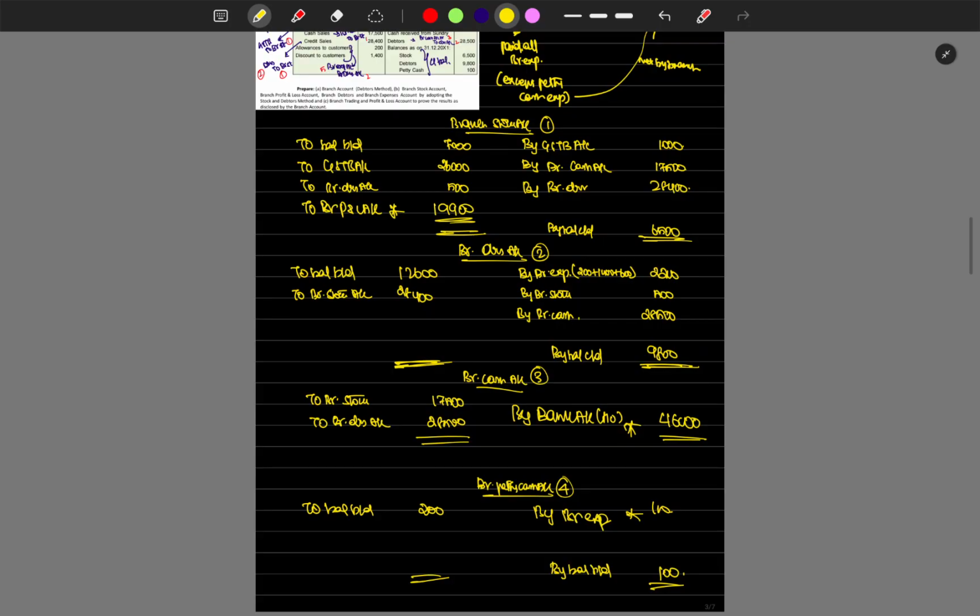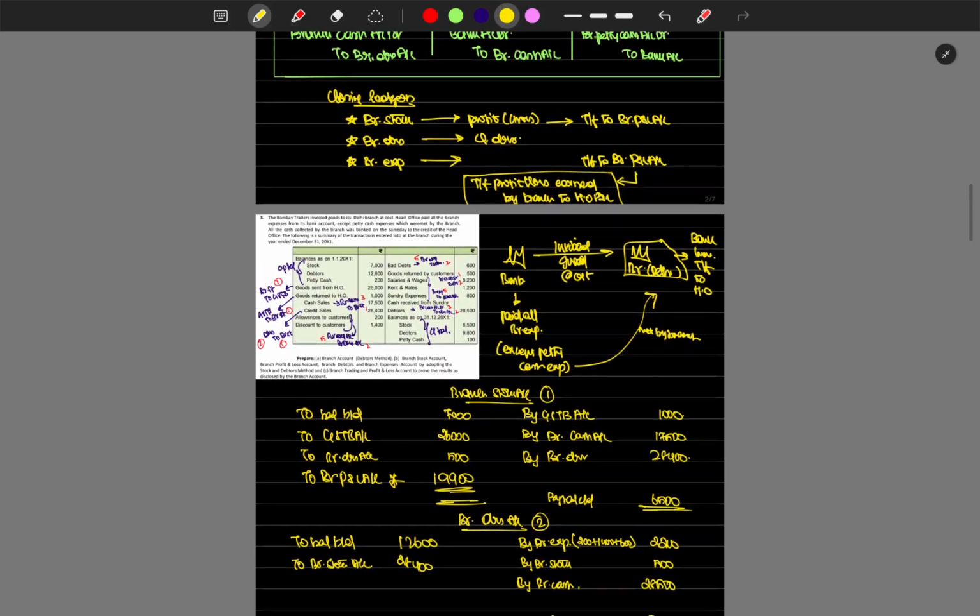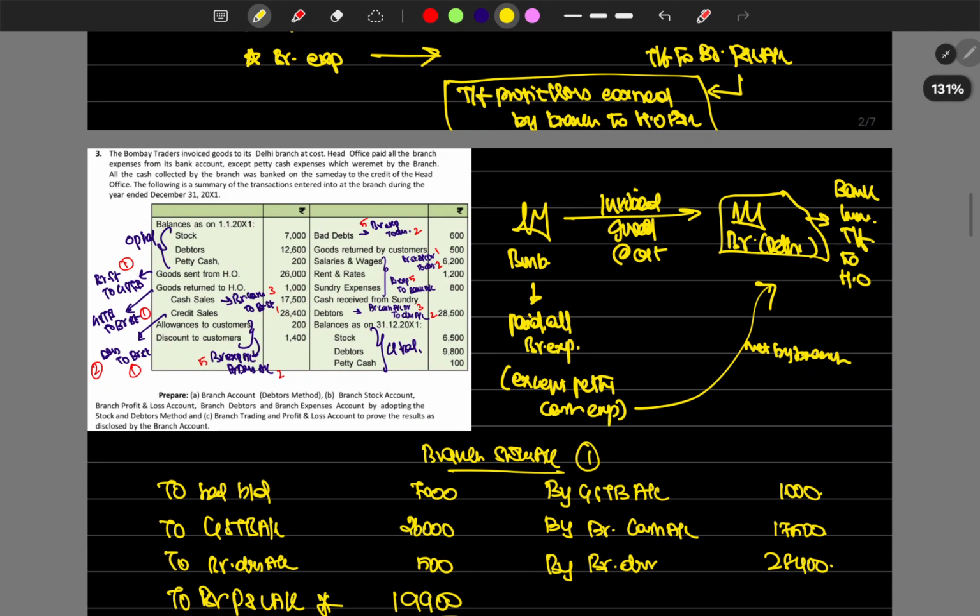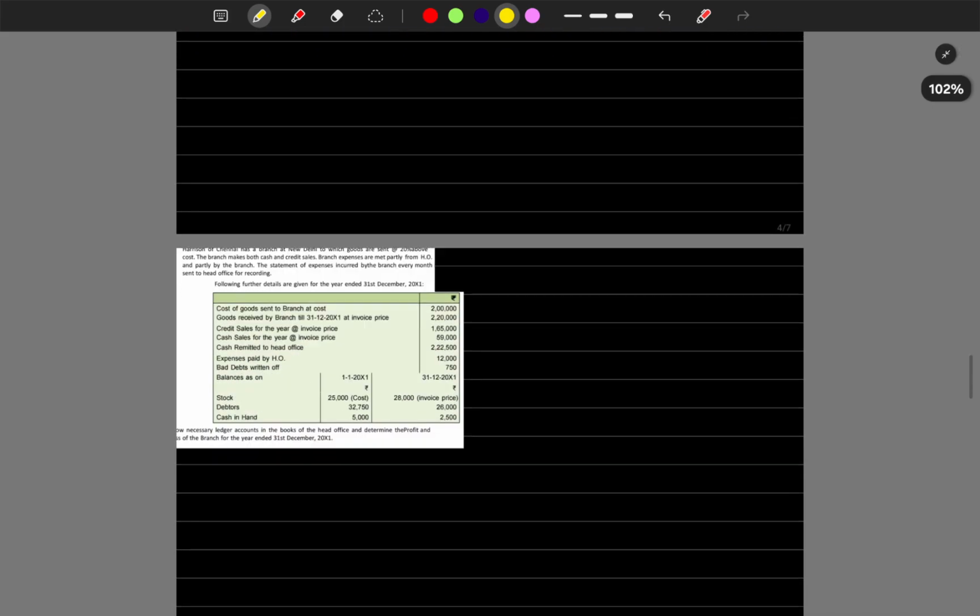The thing is, we have to understand that there are 5 ledgers when it comes to cash, and when it comes to the cost method, goods sent at cost. So we should not make any mistakes in the journaling part. Okay, if the journals are right, the problem would be right. Now let's quickly get into the next problem.